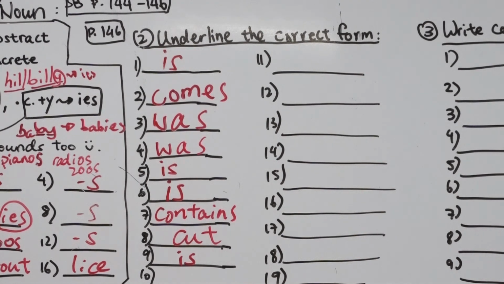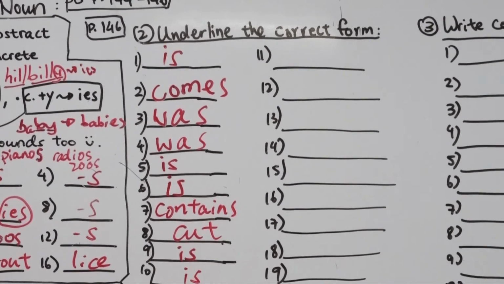Right, languages are uncountable, right? So what should we use? Is, right? Japanese is a hard language to learn. Okay, let me just go through them and see if you need any help with these ones.